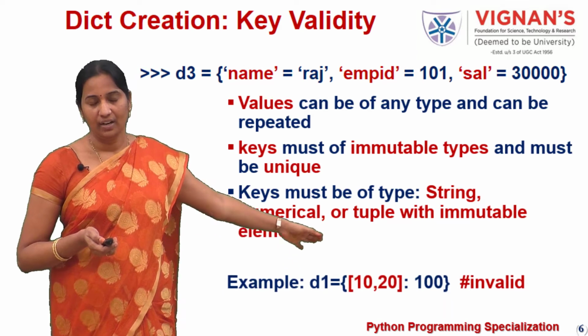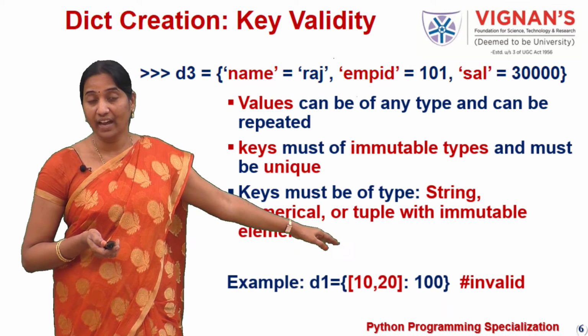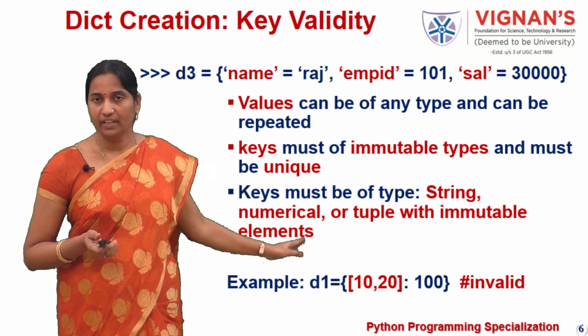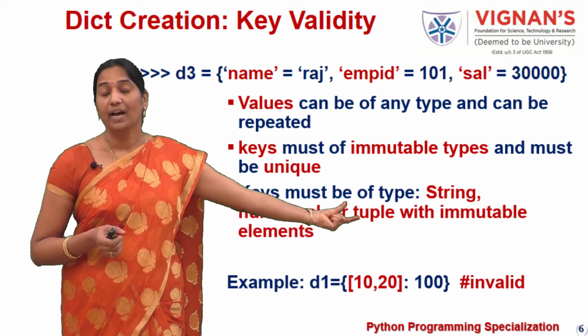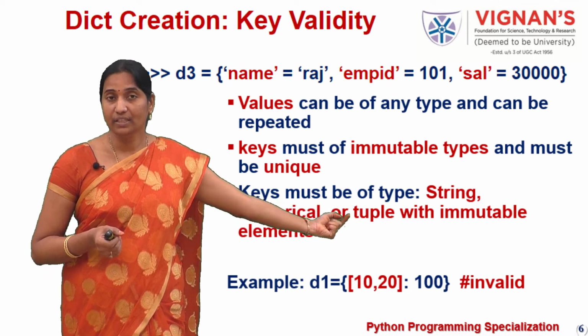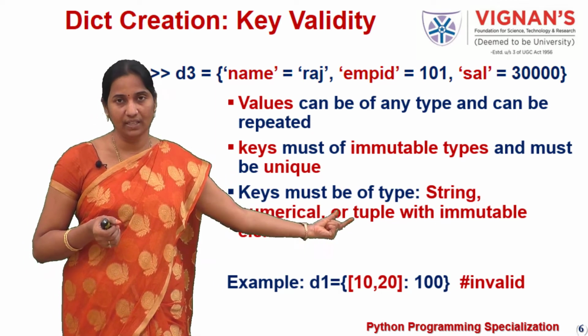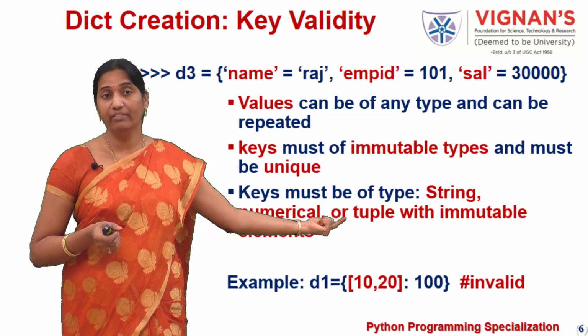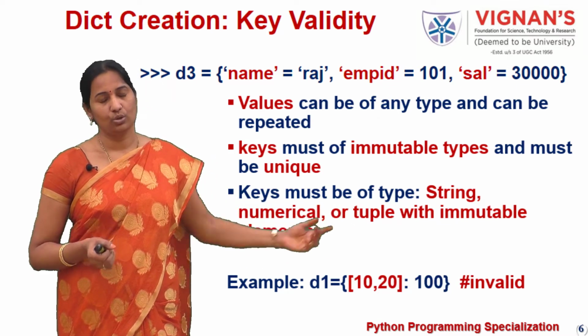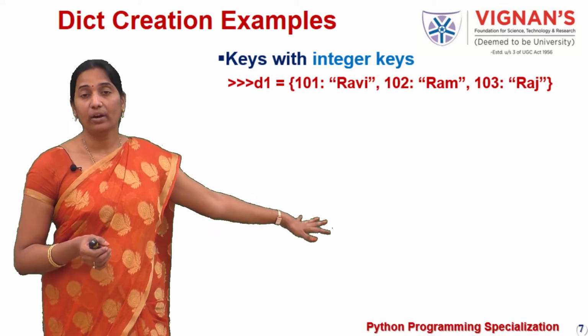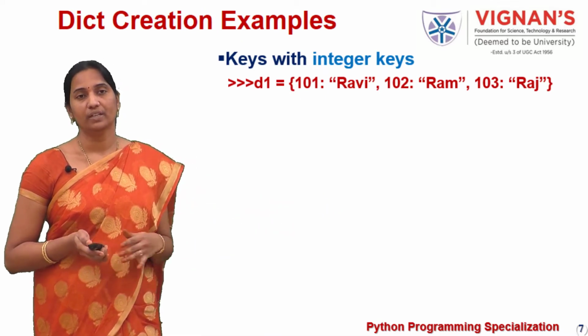So now here let's have an example which is an invalid dictionary. D1 equal to, I am using a list as a key for the element. [10, 20] is basically a list and I am using it as a key for the dictionary D1. So it is invalid and you cannot have such type of key in your dictionary.